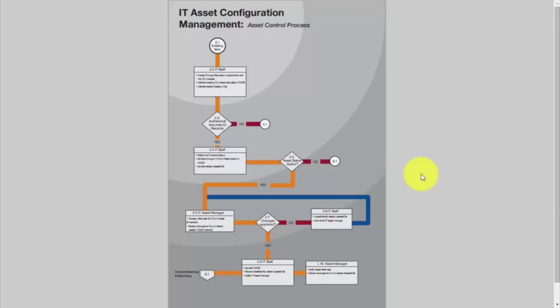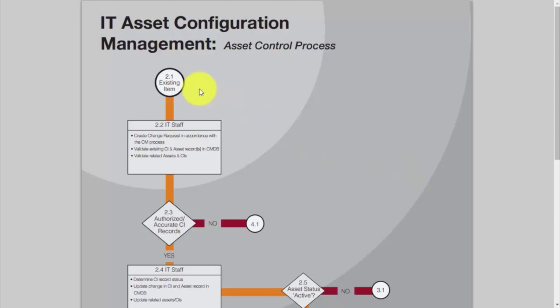The asset control process is initiated for existing items as opposed to the identification process, which is associated with new items. This diagram is going to show us the individual steps that make up the asset control process. The process begins with the IT staff identifying that the item does currently exist. In step 2, the IT staff will need to create a change request in accordance with the change management process because we are dealing with an existing item and therefore change to the infrastructure.